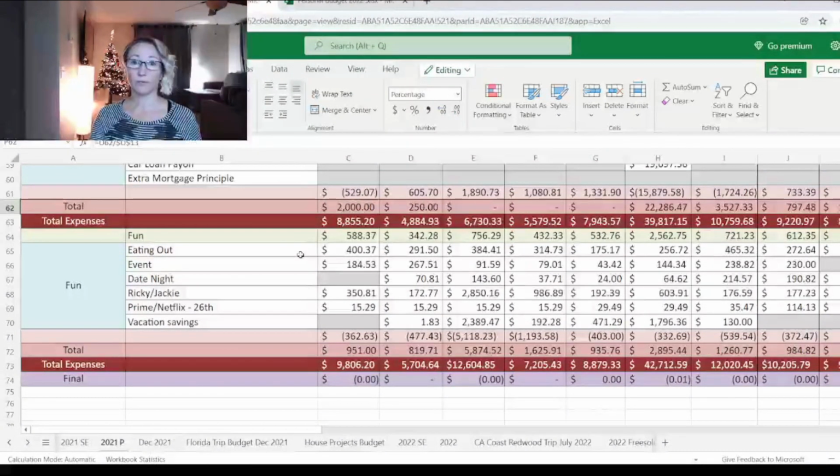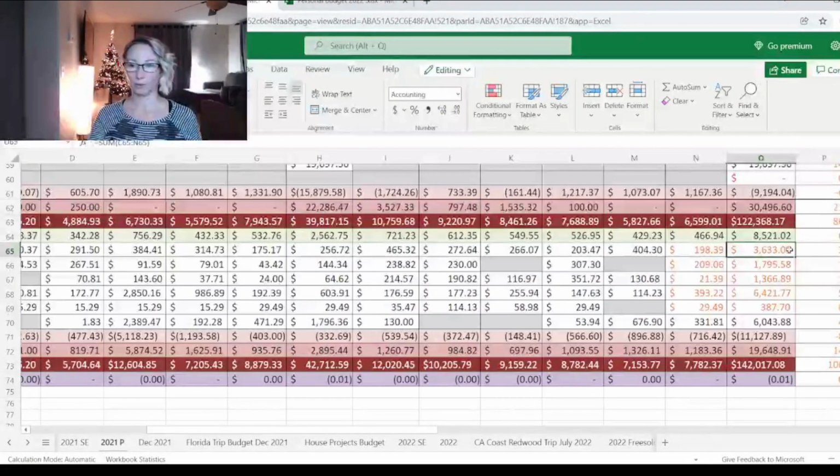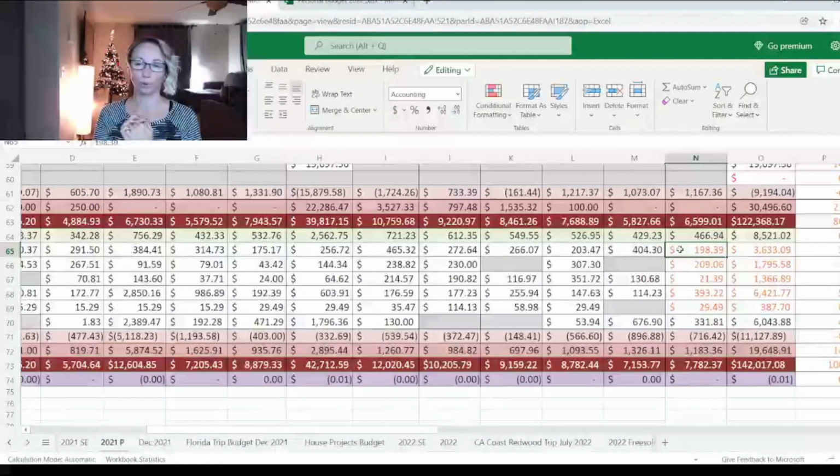So our last one's fun. So this is eating out, events, date night, Ricky and me spending money on the side, our Prime and Netflix, and then our vacation. So we spent about 3% of our income on eating out, $3,633. So it looks like about $300 a month eating out. Again, you're going to see in my 22 budget that we're going to try to reel that back in. I always say this, I'm like, okay, we're going to try to do less, we're going to eat out less, or we're going to meal prep our food more, and we usually do good for a few months and then we fall off. So we'll see what happens.